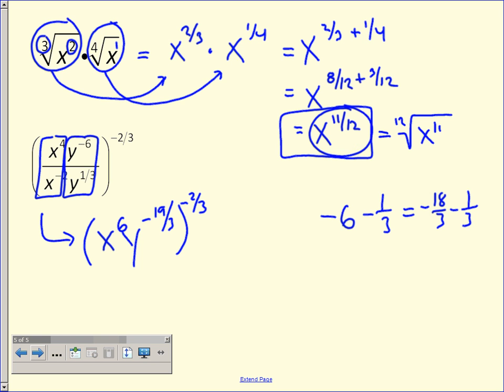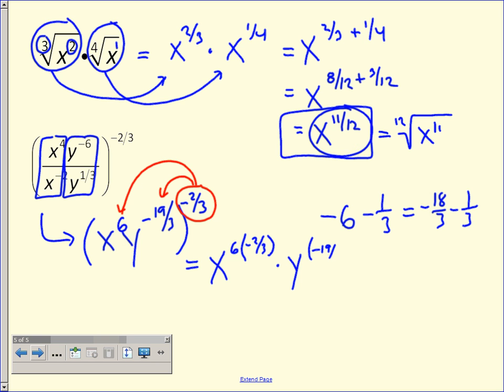Okay. And now I know that this negative 2/3 will become part of both these exponents, and we multiply to do that. So I'm going to have x to the sixth times negative 2/3 times y to the negative 19 thirds times negative 2/3. I'm making kind of a mess here. This is not the prettiest problem of all time. I'm running out of board space too. So simplifying a little bit, this is x to the negative 12 thirds. Wasn't that nice? That's going to make a negative 4. Times y to the, isn't this nasty? It will be positive though, 38 thirds.